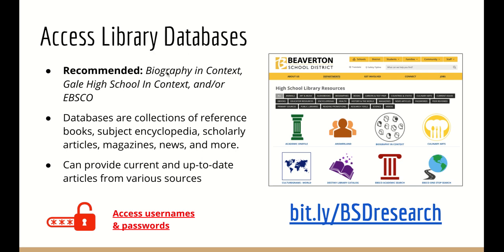So like I said, the ones that I recommended were Biography and Context, Gale High School, or EBSCO. So let's take a minute and see how those work. If I come here to Biography and Context, I'm going to have to know the password. So let's look it up on the document. The word is Griffith. And then from there, you will sign in, and this will show a database of all different kinds of people, not just musicians.